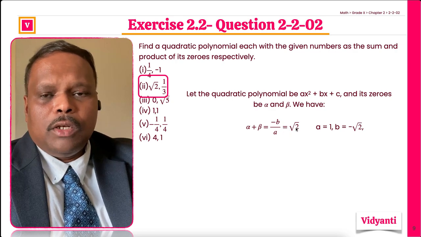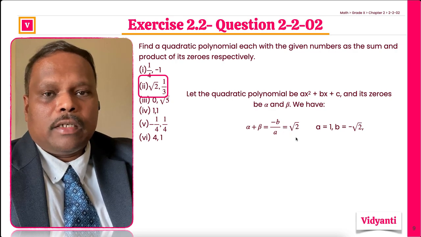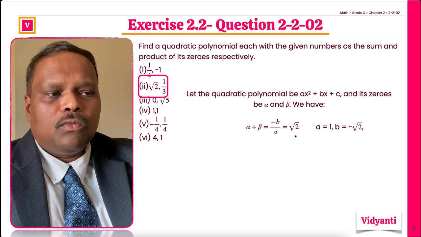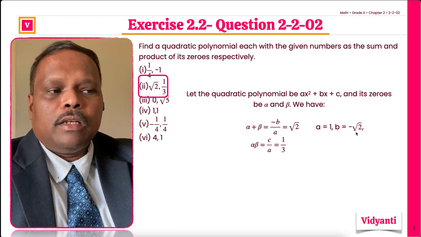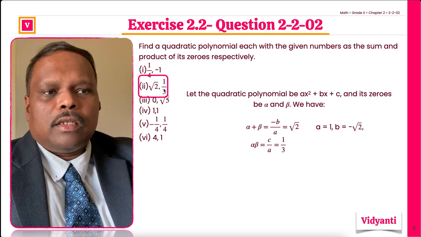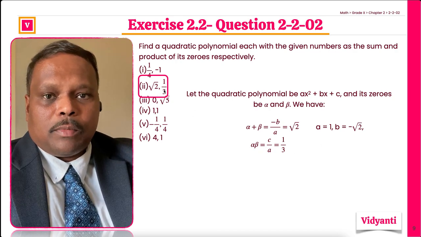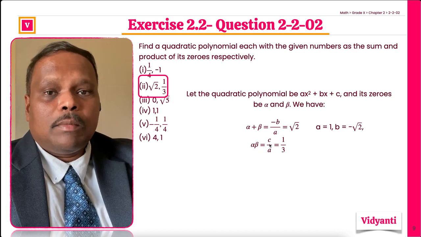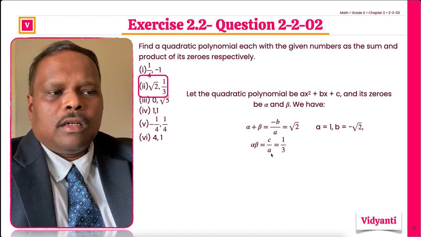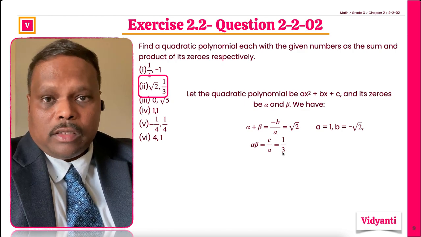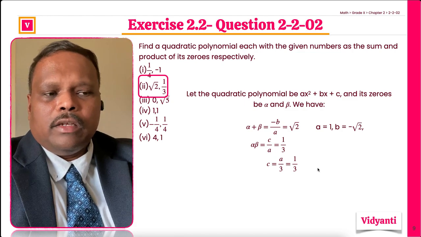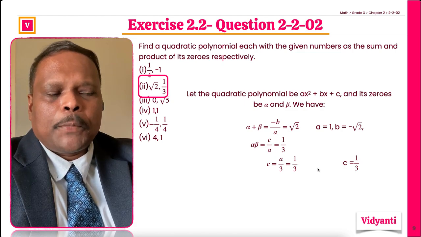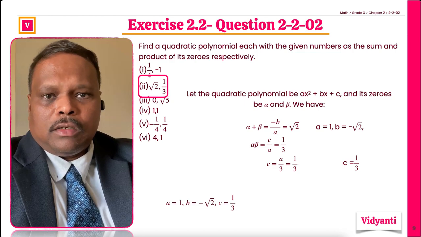Since there is nothing below root 2, I will assume that it is 1. So if a is 1, then negative b will be root 2, and hence b will be negative root 2. And the second information is alpha beta, which is the product, that is always given by c upon a, that is 1/3. A we already know as 1, that's what we have assumed. So c is equal to a by 3, which is also 1/3. So now we have got all three coefficients.